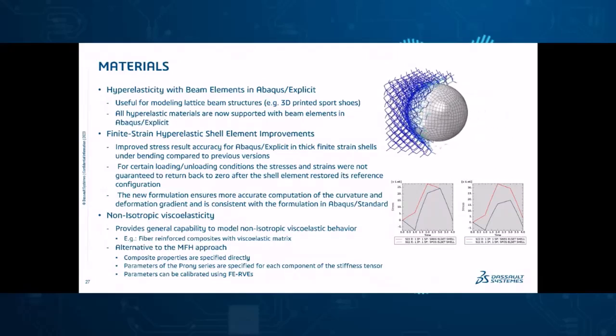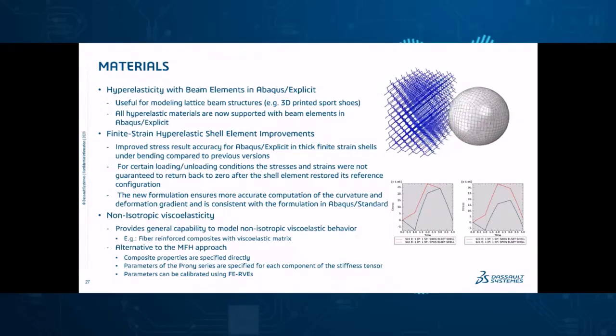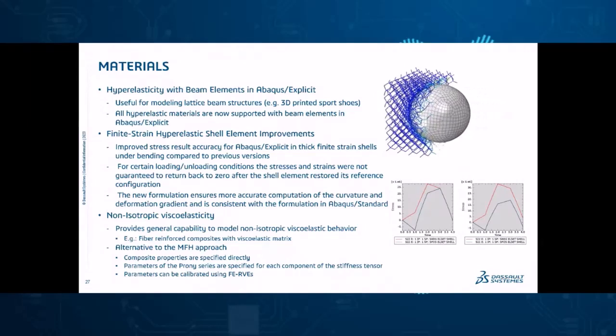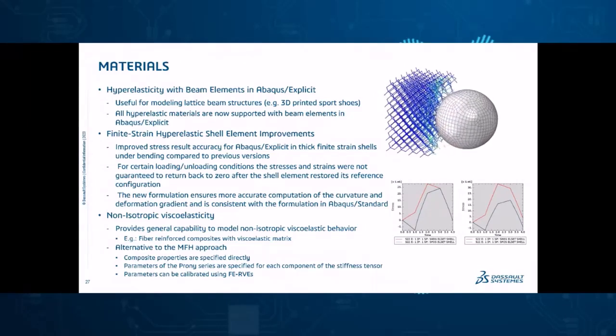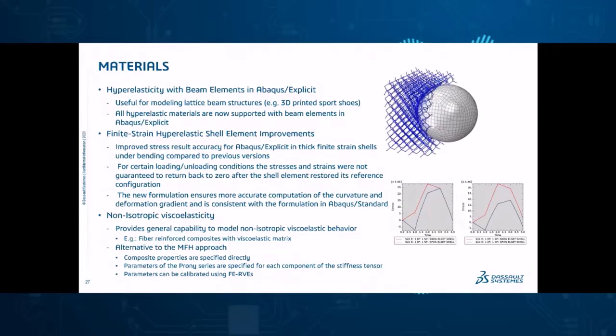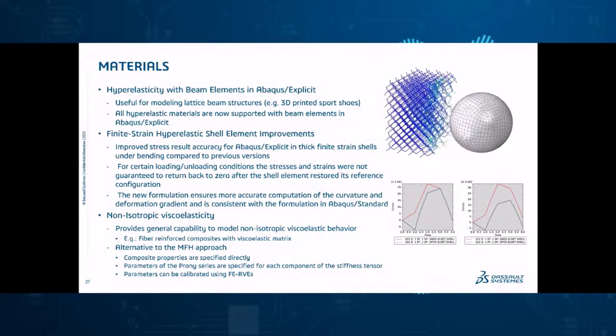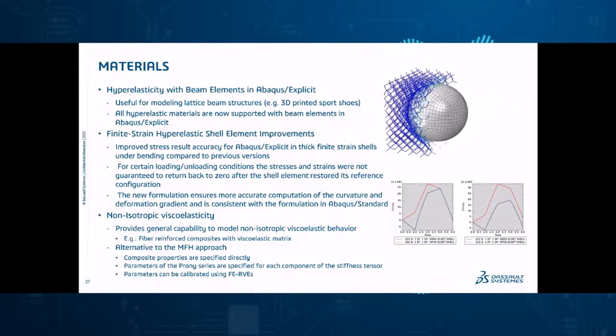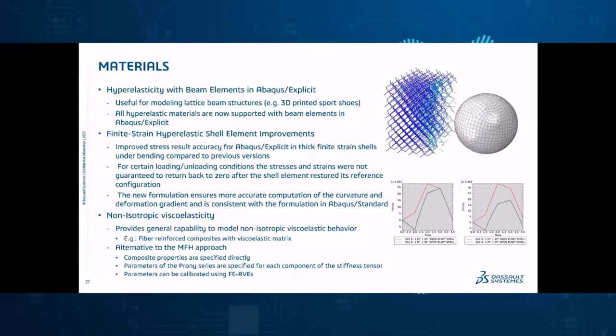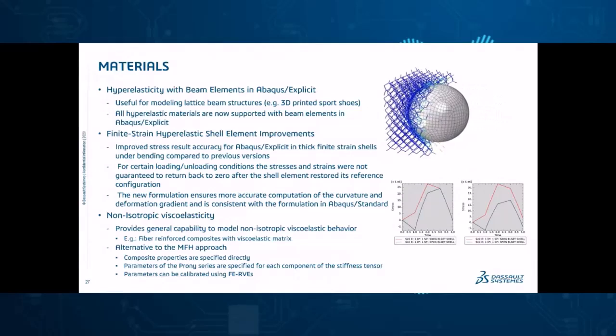Finite strain shell elements in explicit. The kinematics have been improved to be much more in line with the Abaqus standard, and this new formulation ensures greater accuracy with stress calculations of those shells. If you look at the graphs on the lower right, which represent the stress results from a multi-step load, unload, bending simulation, on the left you've got the improved results, and after the loading and unloading process you can see the stresses return back to zero, and on the right-hand side you can see that there's an offset.